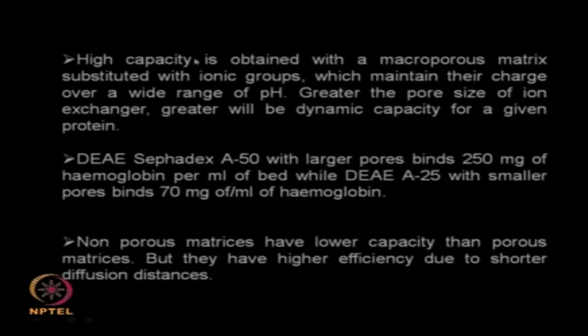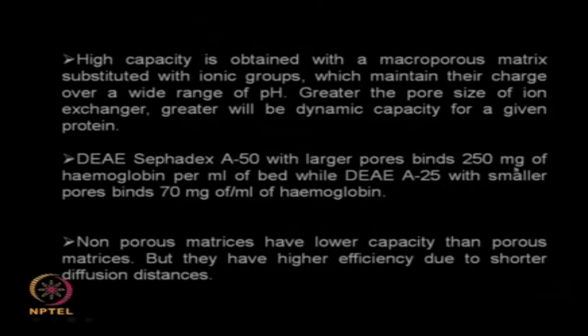So how do you get high capacity in an ion exchanger matrix? We can have a highly macroporous matrix, and we can substitute it with ionic groups which maintain their charge even over a wide range of pH, which is also very important. The greater the pore size of an exchanger, the greater the dynamic capacity for a given protein. For example, DEAE Sephadex A50, which has large pores, binds about 250 milligrams of hemoglobin per ml of bed.